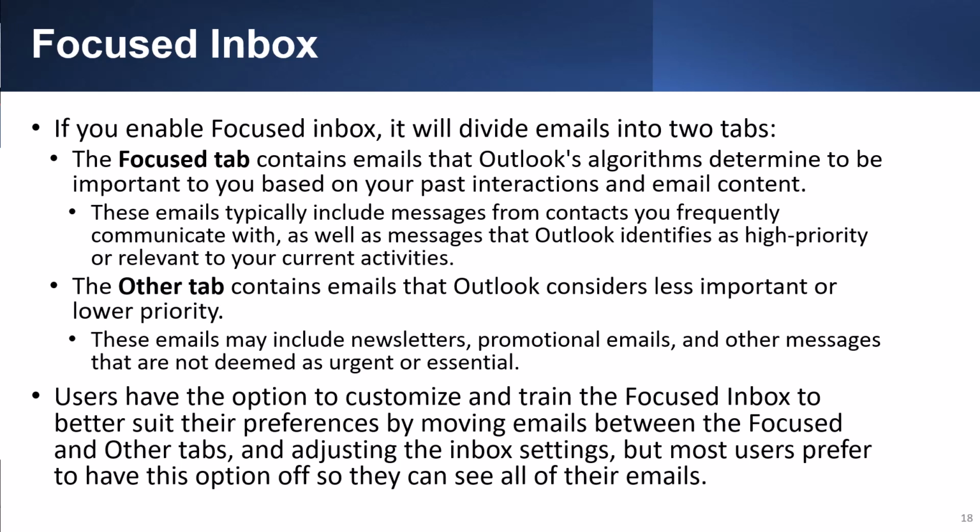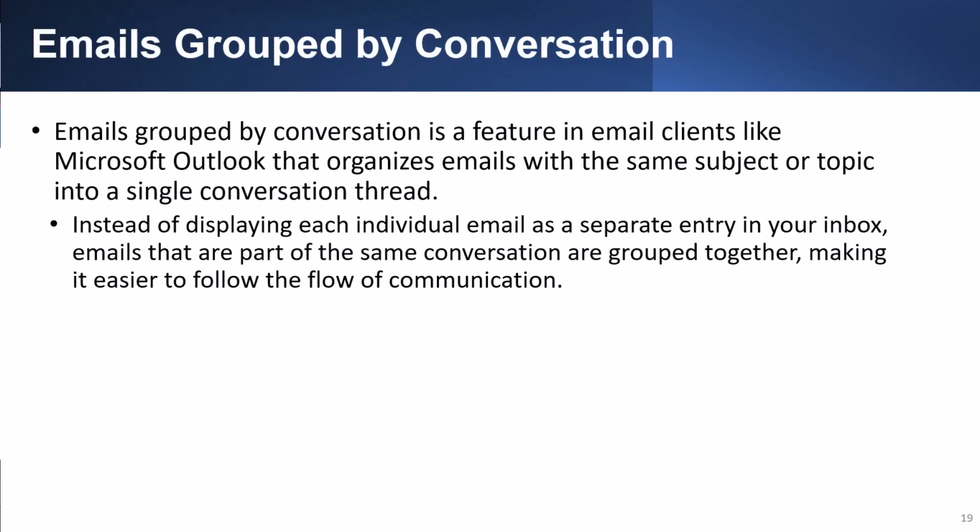Users have the option to customize and train the Focused Inbox to better suit their preferences by moving emails between the Focused and Other tabs and adjusting the inbox settings, but most people prefer to have this option off so they can see all of their emails. Emails grouped by conversation is a feature in email clients like Microsoft Outlook that organizes emails with the same subject or topic into a single conversation thread. Instead of displaying each individual email as a separate entry in your inbox, emails that are part of the same conversation are grouped together, making it easier to follow the flow of communications.